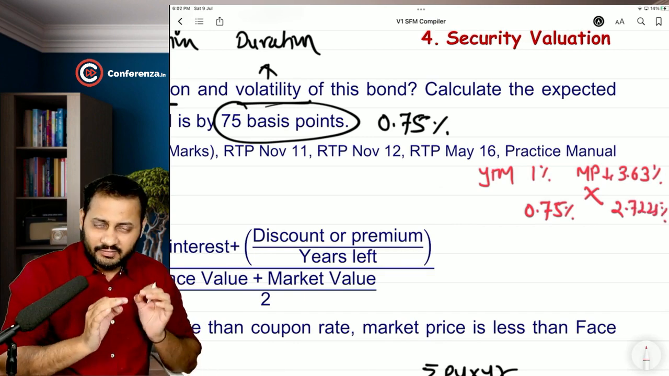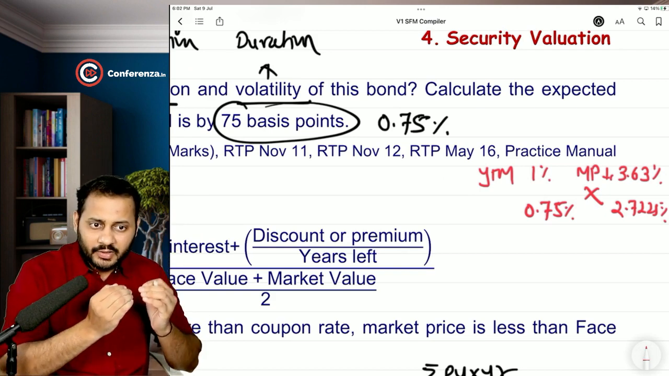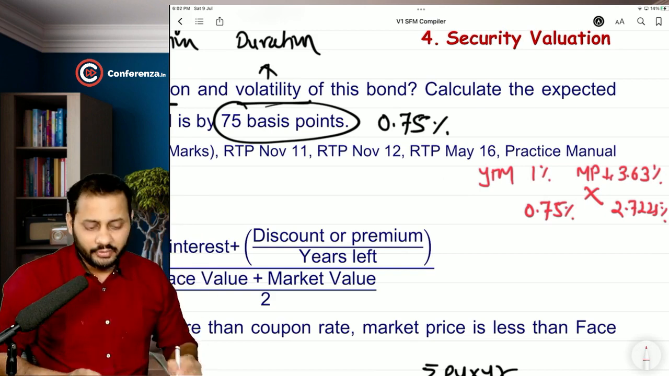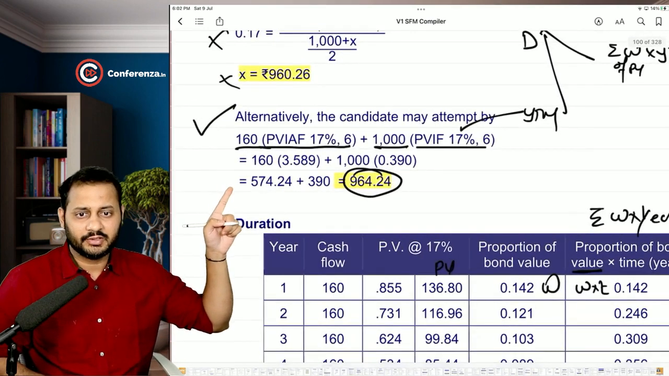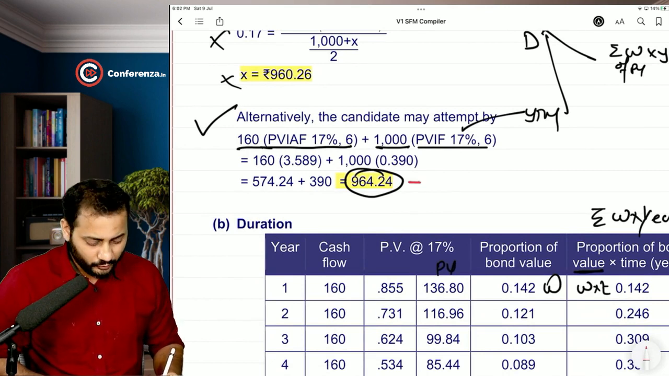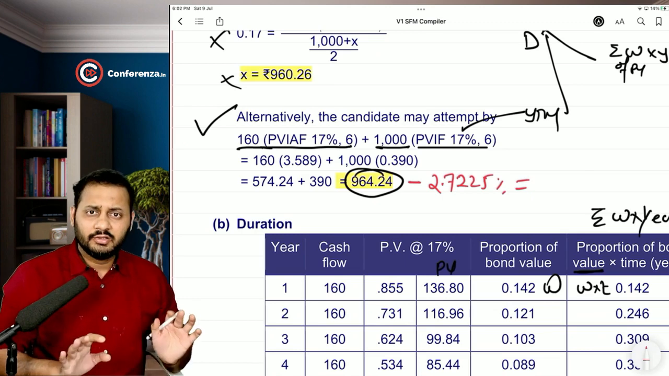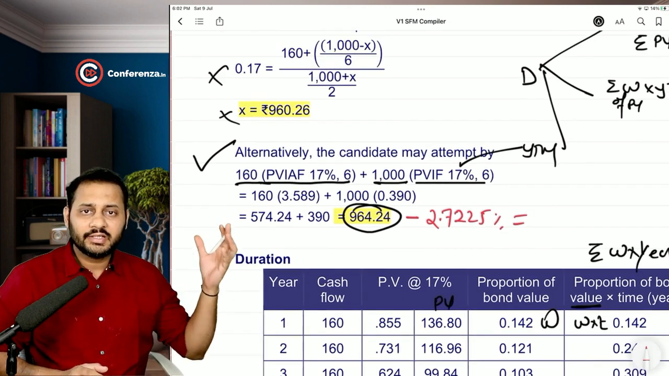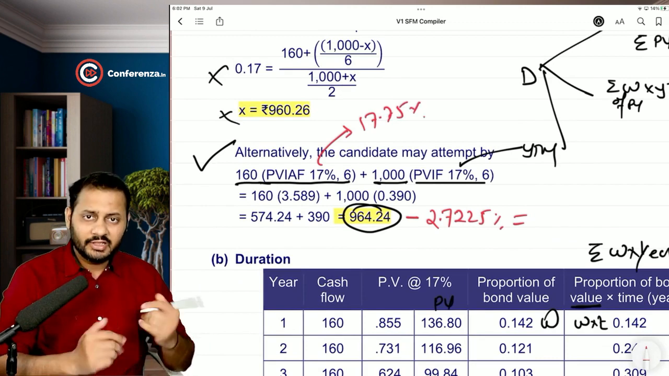So for a 0.75% increase in the YTM, the market price will go down by 2.7225% from the original price. So what you are going to do? The new market price will be 964.24 less 2.7225%. That's it. You don't have to do all the calculations again. Sorry, 17%, don't make it 17.75 and start doing all the calculations.